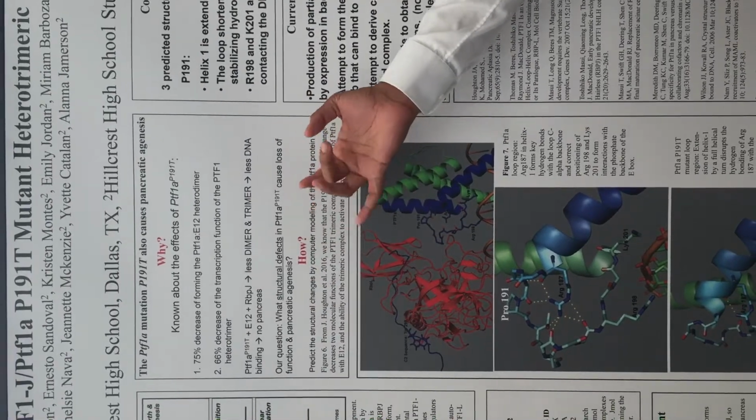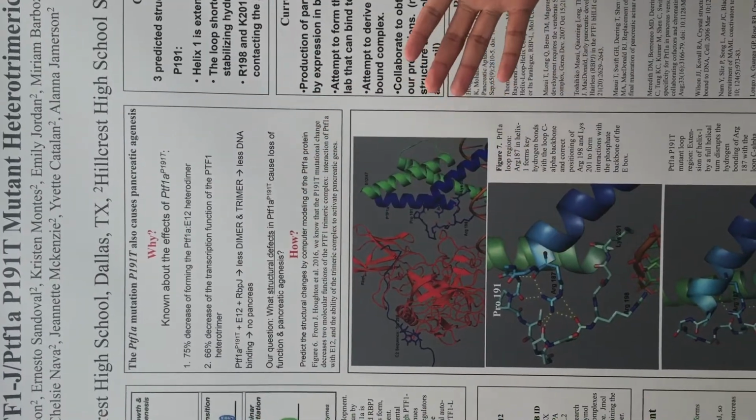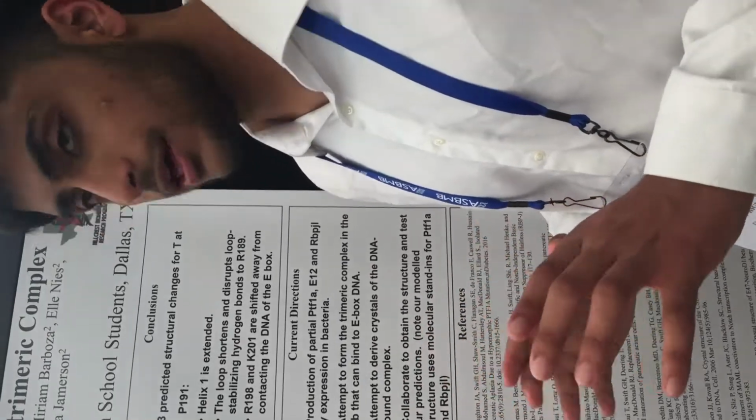So our question, or what we were trying to do, was to predict the structural changes that occurred due to that mutation, and how it looks. How does the interaction between this heterotrimeric complex change as a result of the mutation?